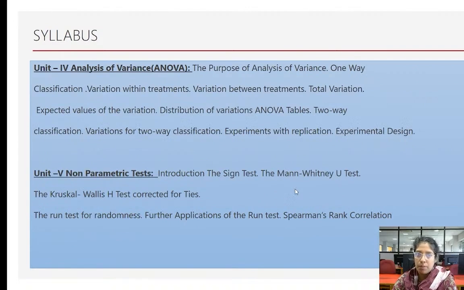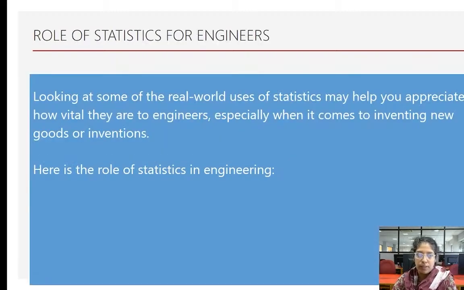And in Unit 4, we talk about the analysis of variance, different varieties, and the experimental designs are also dealt with in this particular topic. And then we shall talk about the non-parametric tests, which we have not dealt with for CS and IS students in the lower semesters. Now, what is the use of statistics for engineers?